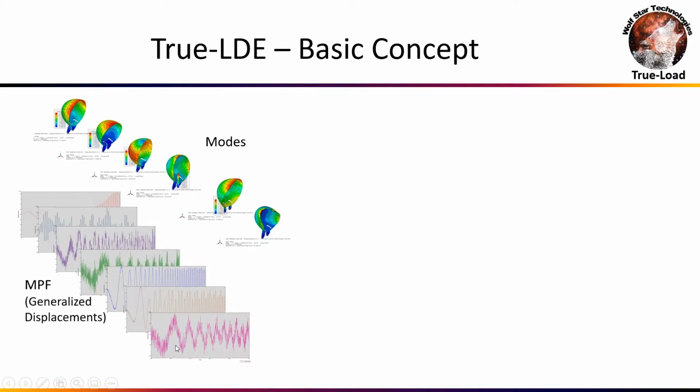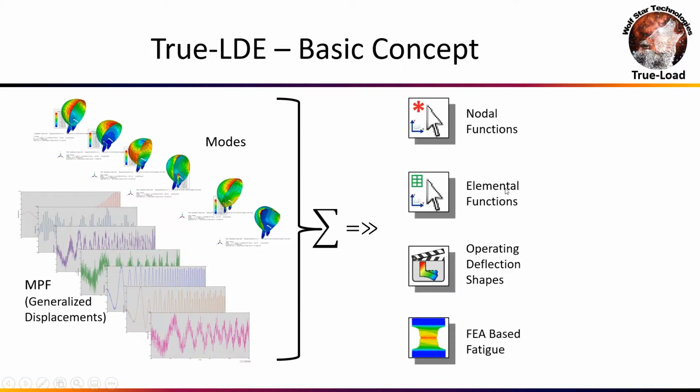And then when you're doing your linear dynamics solution, we're only going to store the modal participation functions for that linear dynamic solution. So this is just a very small amount of XY data that we're storing for the modal scale factors for each of the mode shapes. And then the LDE tool is going to, on the fly, do linear superposition to regenerate any response anywhere on the structure, on the nodes and elements, operating deflection shapes, or even pushing it off to your FEA-based fatigue tool.